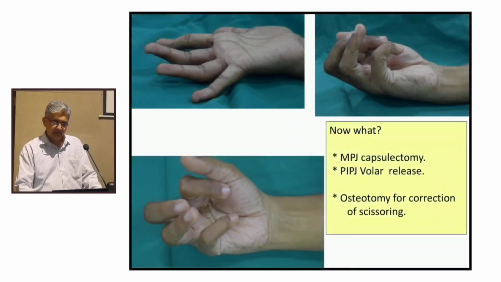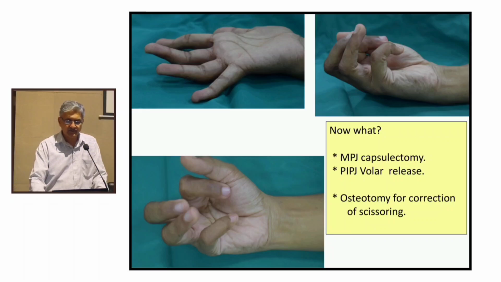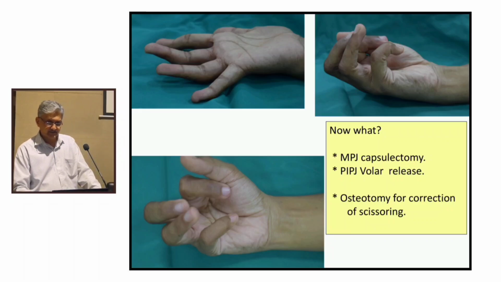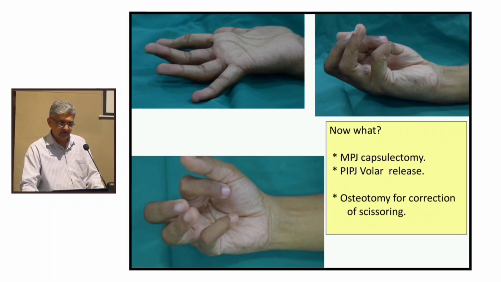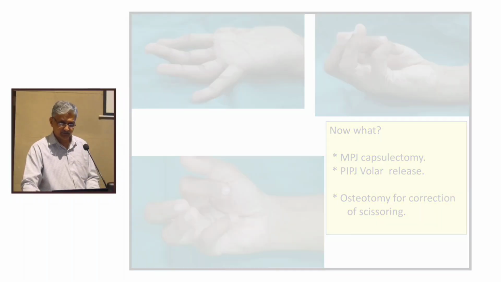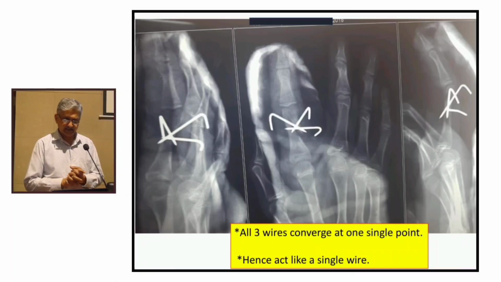So now what? Now the patient had to undergo a capsulectomy. We'll talk in the neglected trauma, capsulectomy of the metacarpophalangeal joint, volar plate release of the PIP joints here, and osteotomy for correction of the malunited fracture. So these are all things which are avoidable with only two simple things. One thing, wire passed from the base distally, and immobilizing the MP joint in flexed position. So again, avoidable problems.